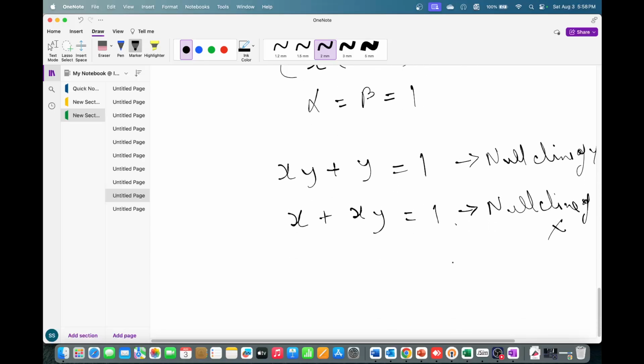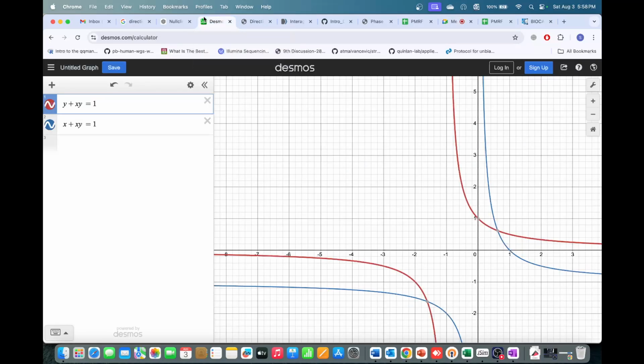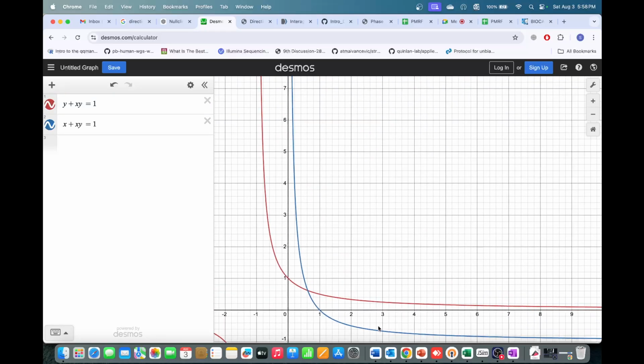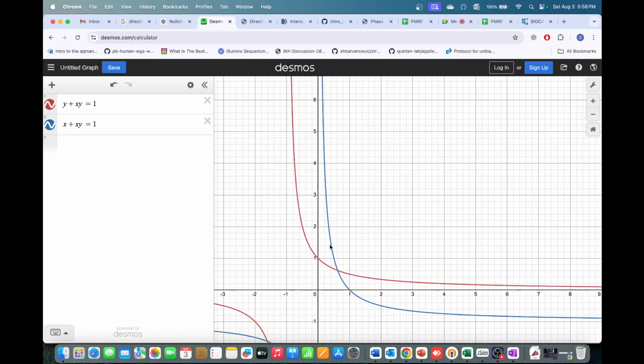So how will you find the steady state? It's simple, where these two null lines meet. This is an equation that you need to plot in xy coordinates, this is another equation that you need to plot in xy coordinates, and then you need to check where these two curves are meeting. Since this is not a very straightforward plot, I have already used a plotter to plot it. In the question also it is assumed that xy is greater than 1, so we'll consider the upper plot, not the lower plot. Both are hyperbola, but we'll consider the upper plot.